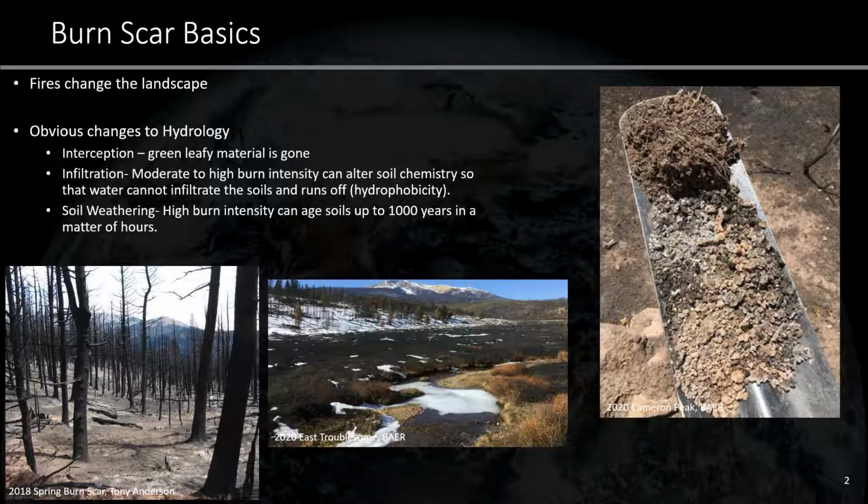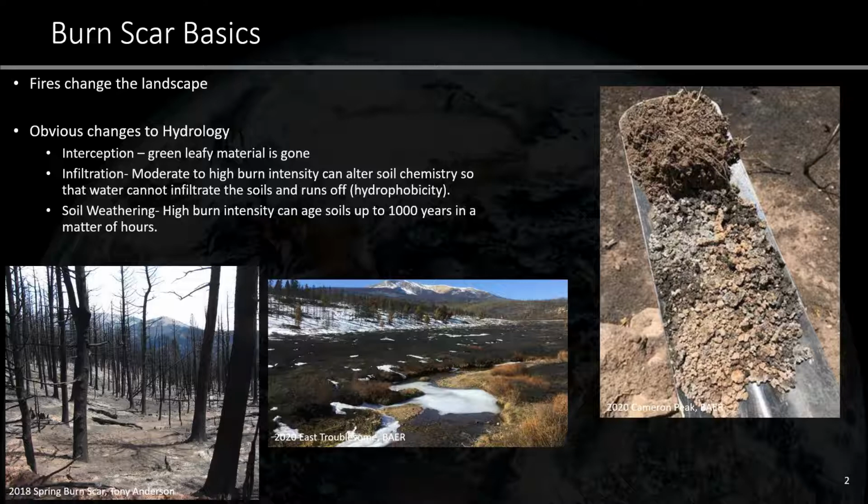Wildfires completely change the landscape, and most notably for us, there are obvious changes to the hydrology of the landscape, and this is especially concerning when you have these burn scars across high mountainous terrain. Most basically, you're burning off all the leaves and green material within the tree, but also at the surface, so that when you have rainfall on a burn scar, it's going straight to the surface and not getting trapped in the canopy or in the ground cover.